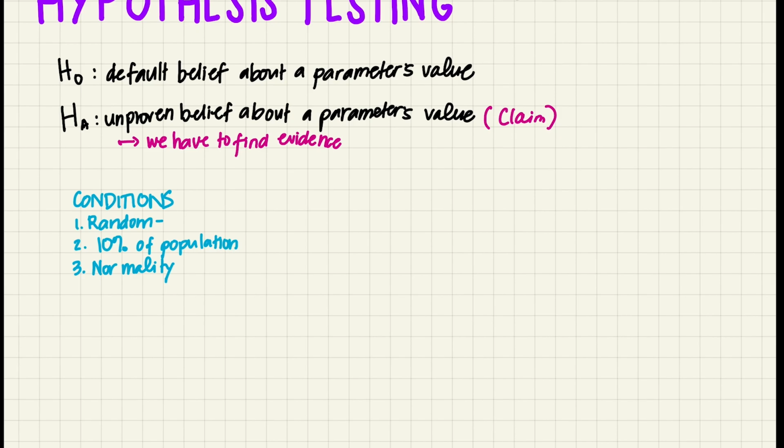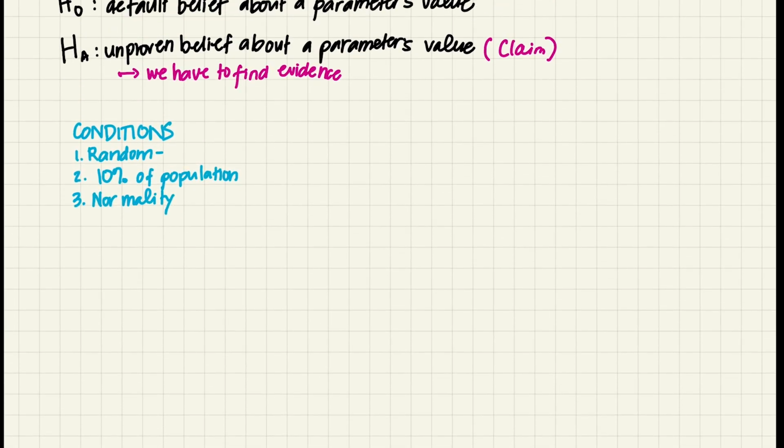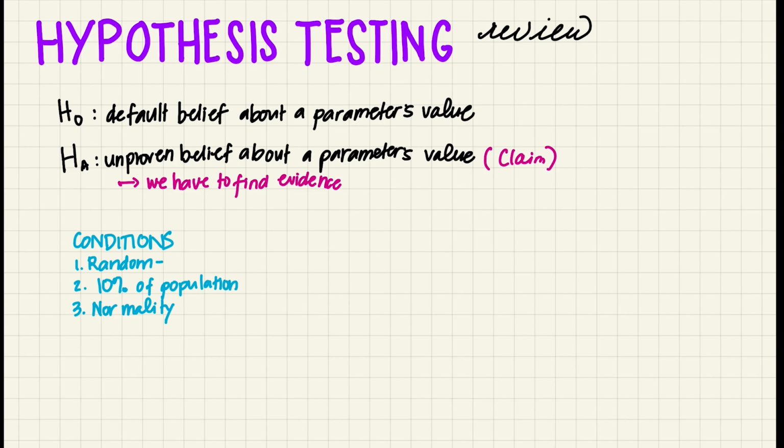Okay. So now that we have our conditions, we are going to check our p-value. Okay. So your p-value, that's your probability value. You want to see if your p-value is less than your alpha level. Okay, and the default alpha level would be 5%, or 0.05.